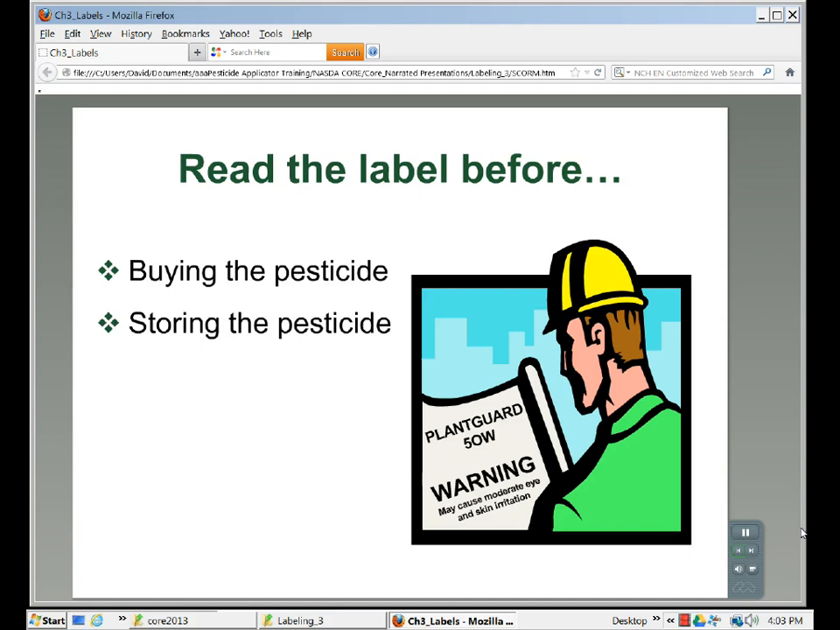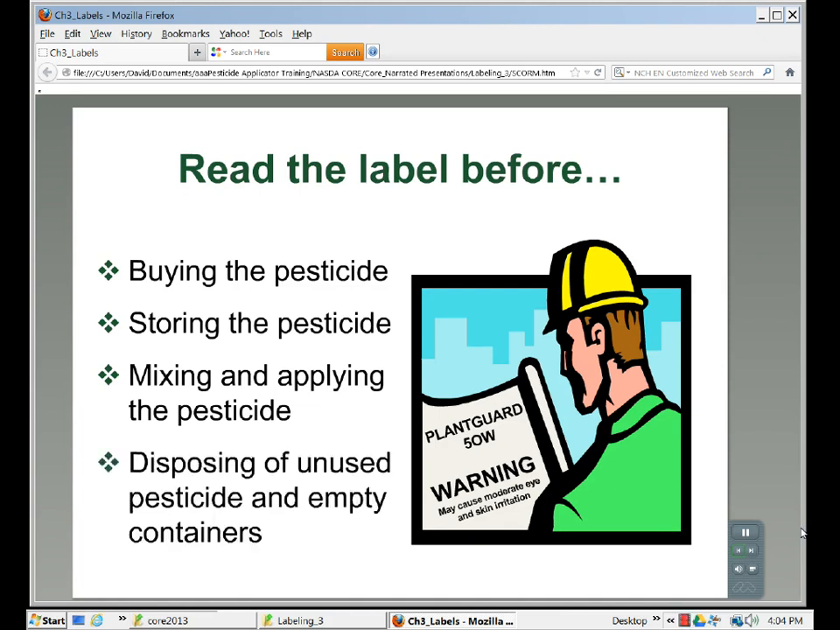Read the label before mixing and applying the pesticide, so you know the correct rates, timing of application, and proper personal protective equipment required. And read the label before disposing of unused pesticide and empty containers, because the label often outlines disposal requirements and options, including recycling of triple-rinsed containers.